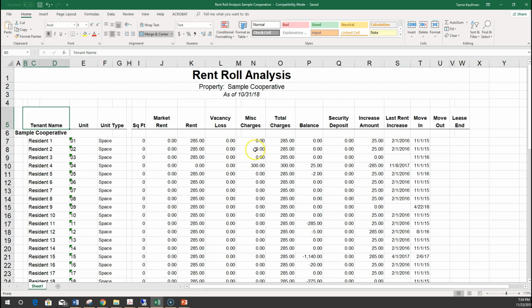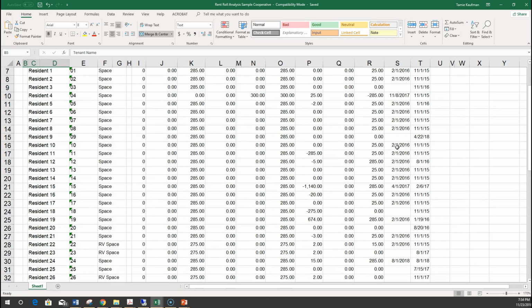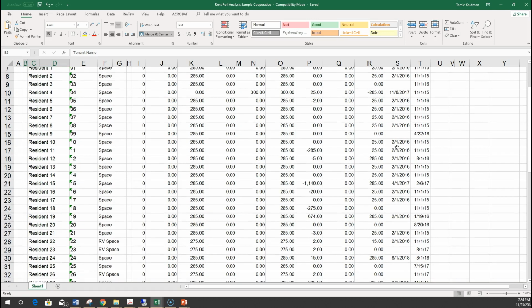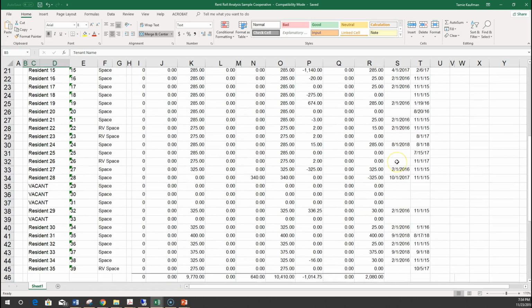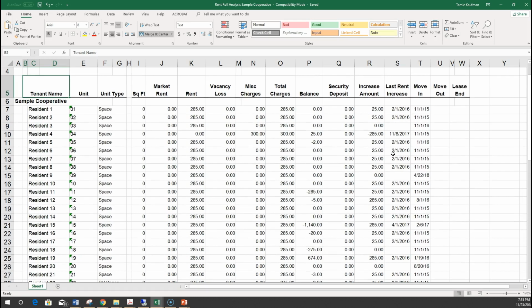Again, your miscellaneous charges are for something different than what your premium rents would be, and then your total charges and your balance. Security deposits we don't typically track, and then your last rent increase is dated here and how much it was. So this is kind of a handy tool to know when was the last rent increase for this particular community and how that might impact different things. And you can see most of them, they probably converted on this date, and they had a small rent increase in the beginning. And that's very typical.